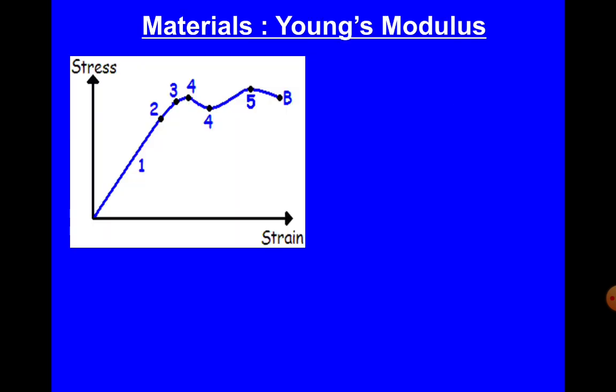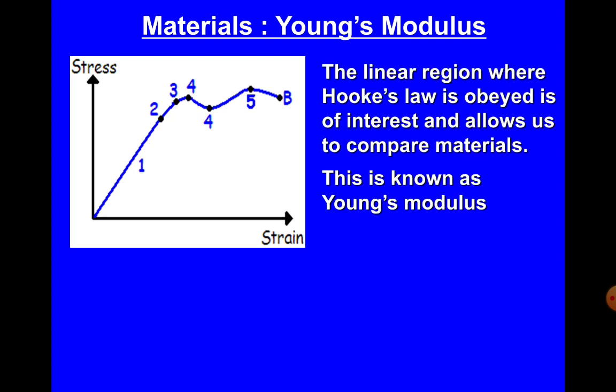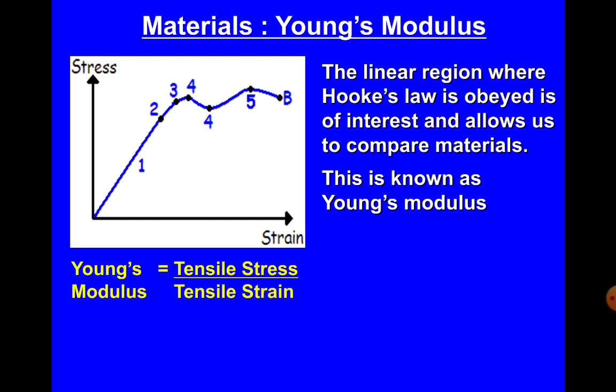Okay, let's look at our Young's modulus. We know now the tensile stress, and we know the tensile strain. As said, in region 1, Hooke's law is obeyed, and that is of interest. Why is it of interest? Because we can use it for finding the Young's modulus. Now, the Young's modulus is defined as tensile stress divided by the tensile strain. So we can find it from the gradient of the graph.